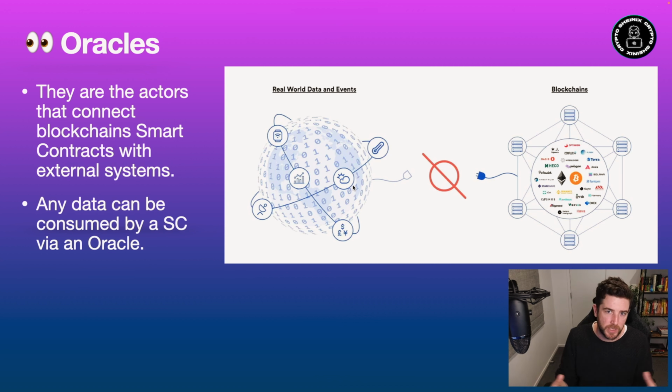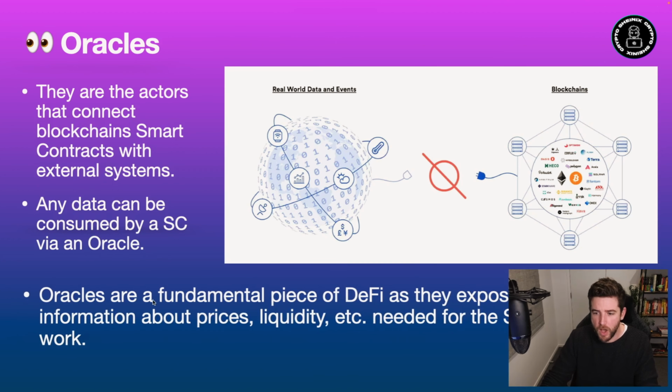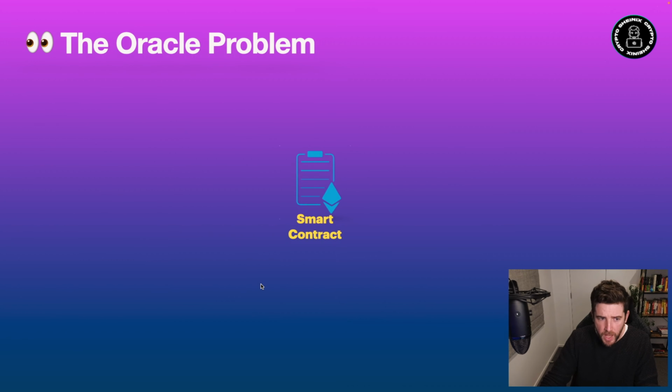It's just external data in the world, on the internet basically, but it has to come somehow to these smart contracts for them to start deciding on this data and automating any financial process. So oracles are a fundamental piece of DeFi, as they expose lots of information about prices, liquidity, etc. needed for the smart contract to work. And I'm going to talk now about the oracle problem.